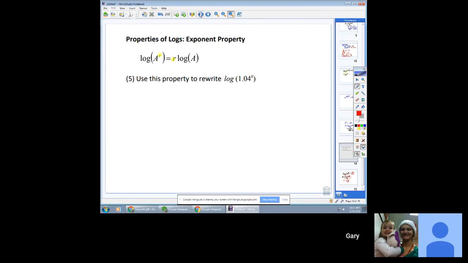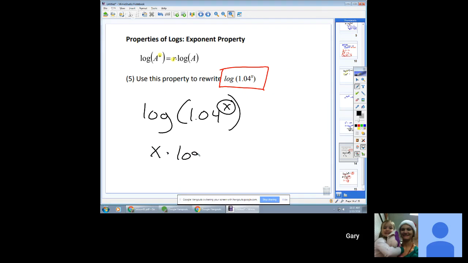So if I go back to this problem right here, I want to apply that rule to it. So I'll rewrite it first. This is number 5. That rule says that exponents can pop out in front. So I can rewrite this as x times the log of 1.04. Before, I couldn't really do anything with this statement because I didn't know what x was. But now, at least, I could calculate this part and then just wait until I know x. So it's just a different way to write it, which can be handy. So this would be the answer there, number 5.